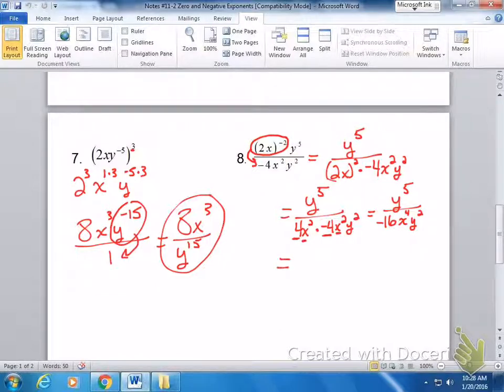Now we're not finished yet. I have y to the 5th and y squared on opposite sides, so I still have the negative 16x to the 4th in the denominator. The numerator has the bigger exponent, and I do 5 minus 2 gives me y to the 3rd.